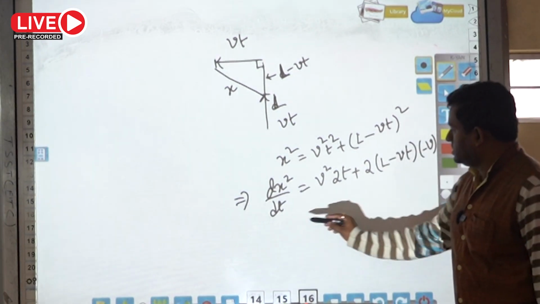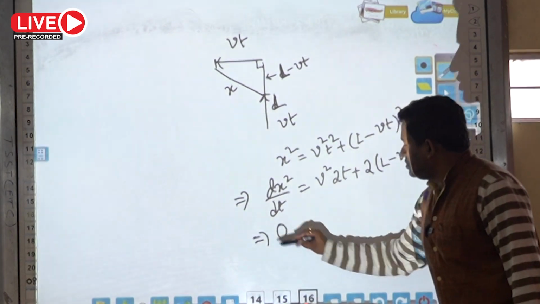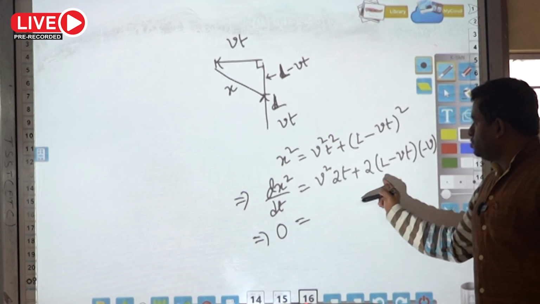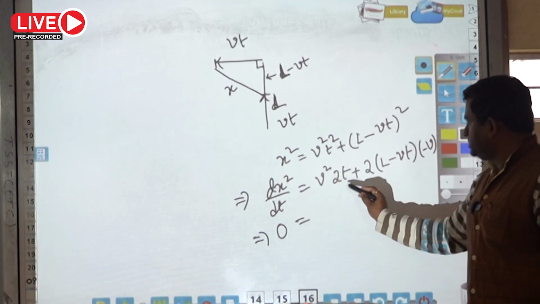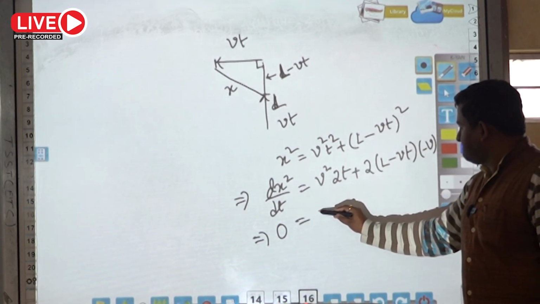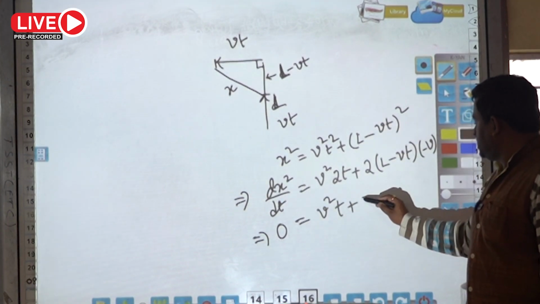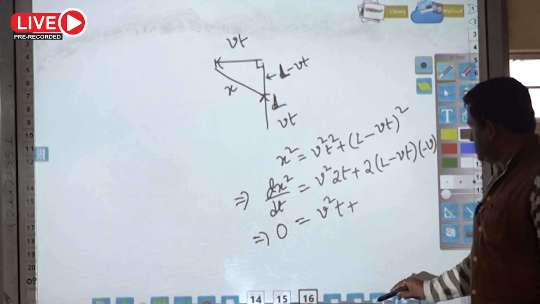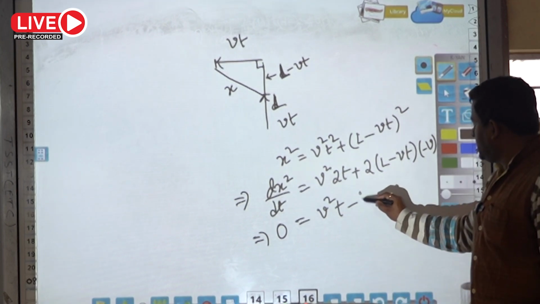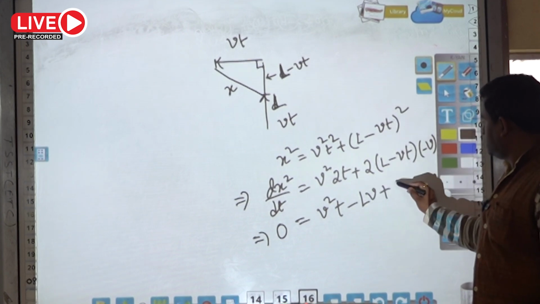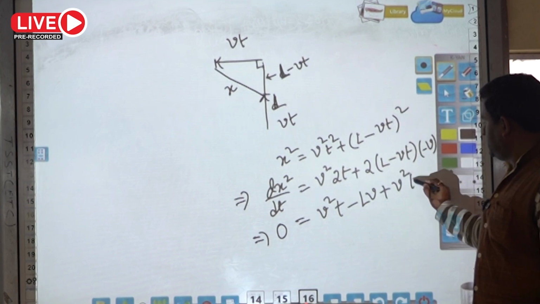Now put this equal to 0, and then calculate the time. So 2 can be cancelled, then it will be v square t, minus L into v, plus v square t.